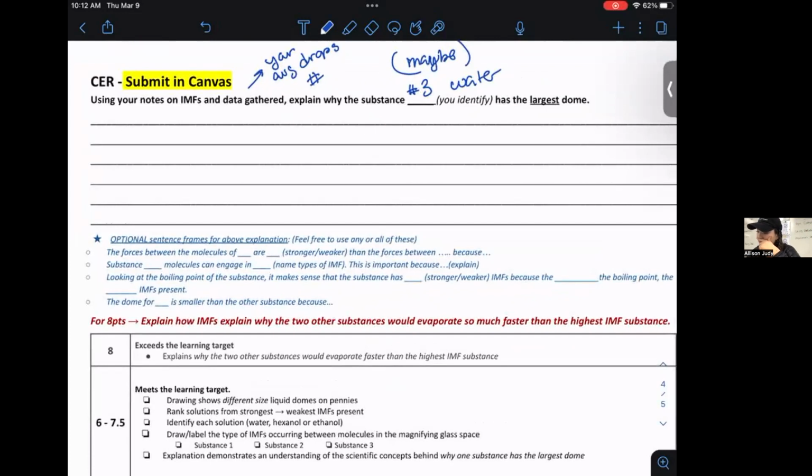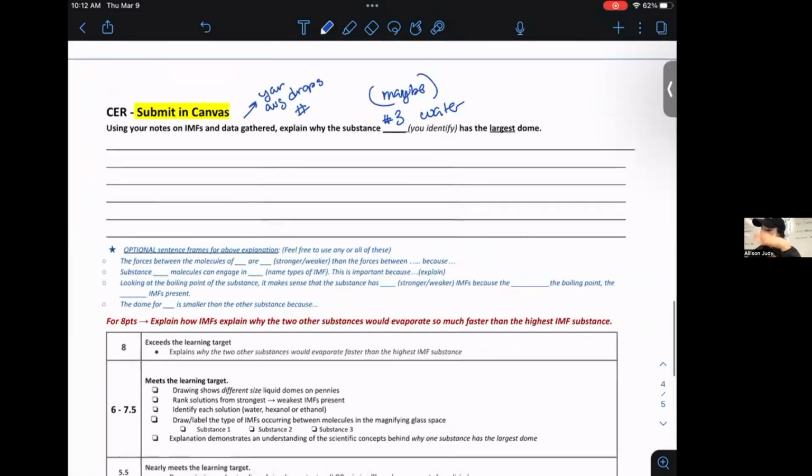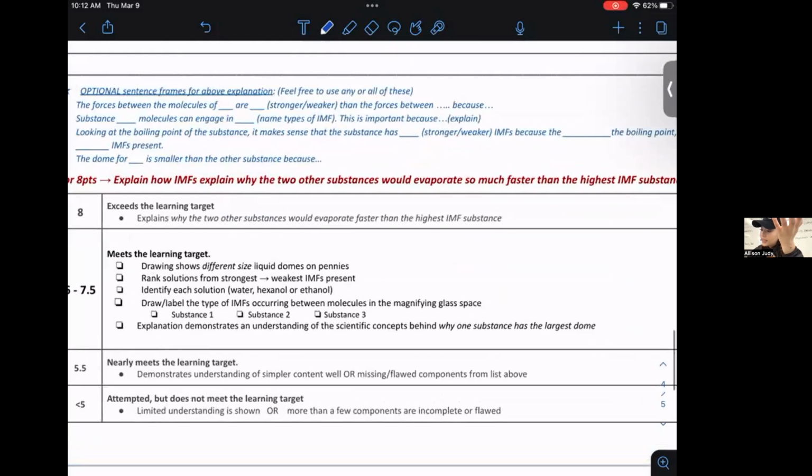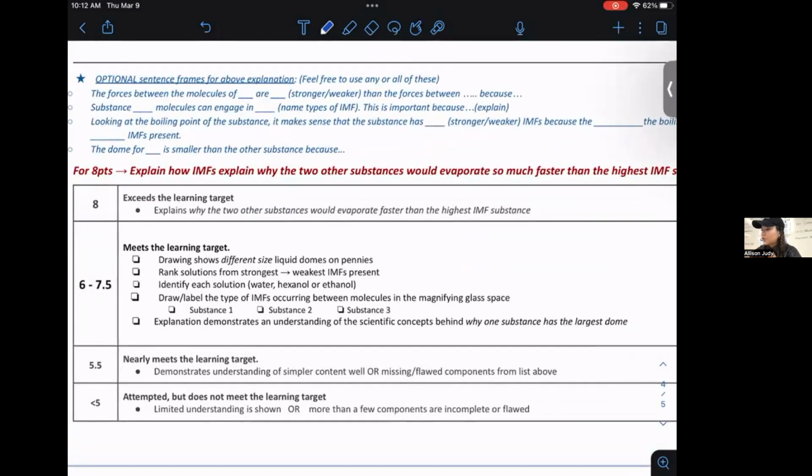Sentence frames, okay? You don't have to use all of them, but you probably need to use more than one because look at the grading. To get an 8, you're going to, one, have to answer another question. But to get a bare minimum B grade, this is a B grade, okay? You have to, one, have your model be accurate. You have to have, this is also part of the model, ranking the solutions from strongest to weakest. This is also part of the model.